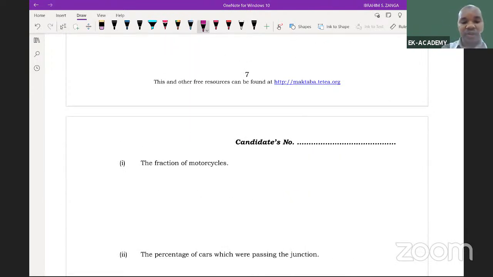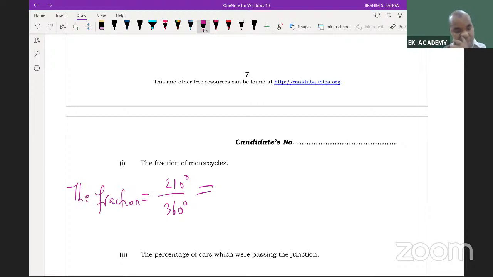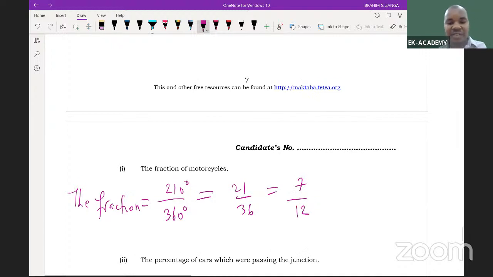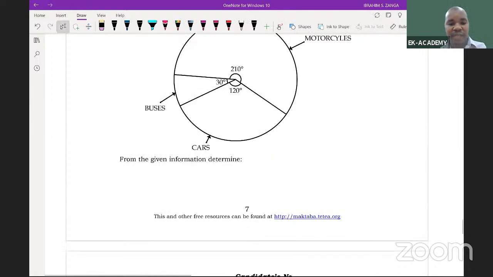The fraction is 210 degrees divided by the total angle in a circle, which is 360. Then you simplify by 3, and you have 21 over 36. By 3, it is 7. By 3, it is 12. So the fraction of motorcycles is 7 over 12.